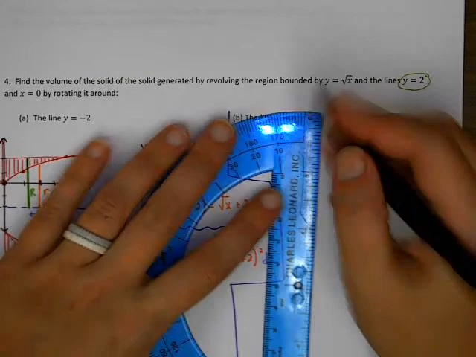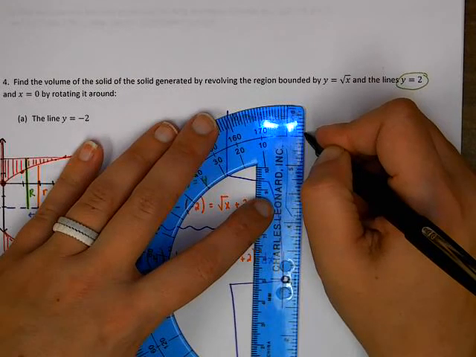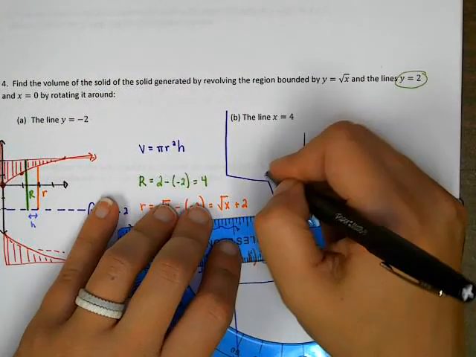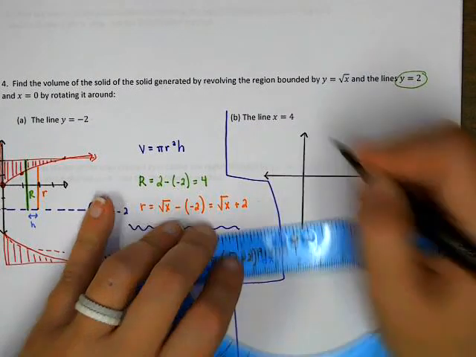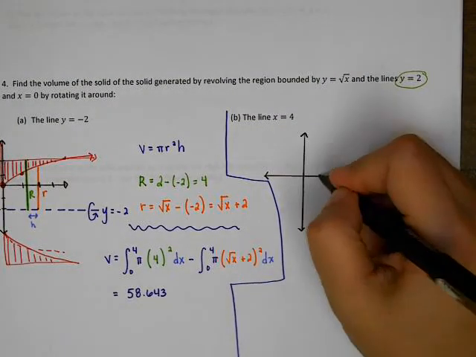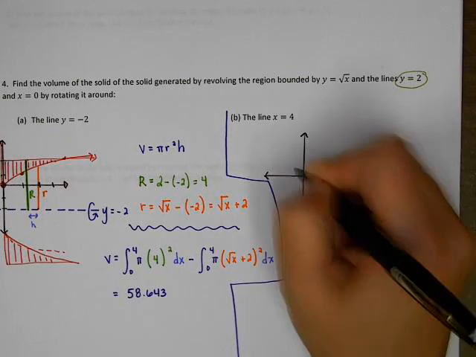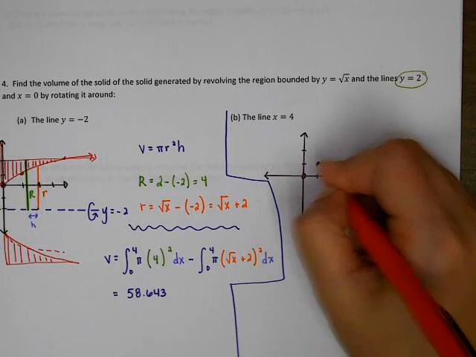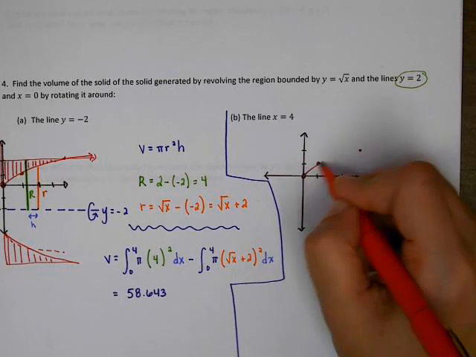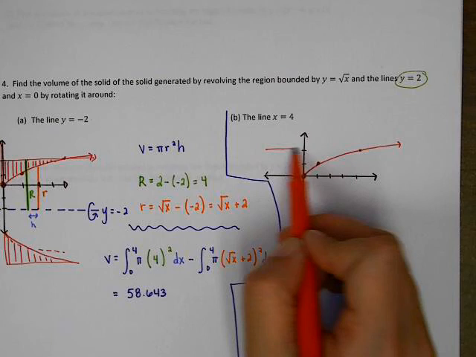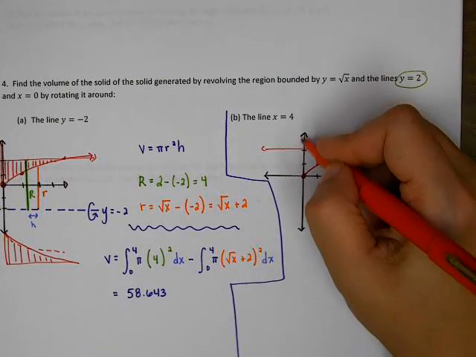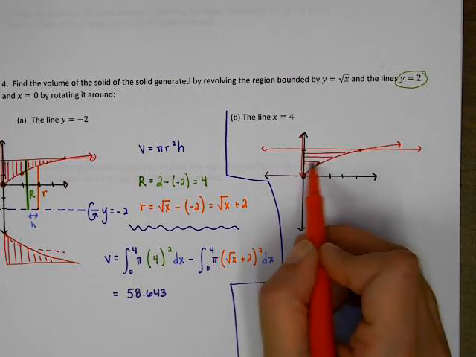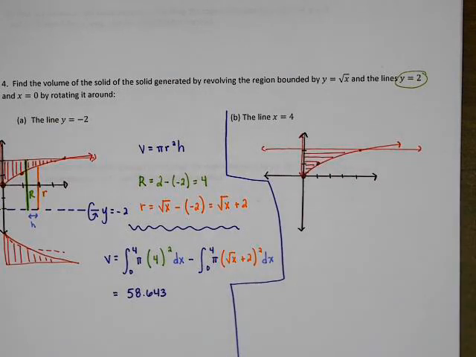So I'm going to draw my graph again because it's really important to have a visual. So 0, 0, 1, 1, it goes like that. My other line goes like this. My other line was here. So I'm revolving this region, but this time I'm going to revolve this region around a vertical line, x equals 4.